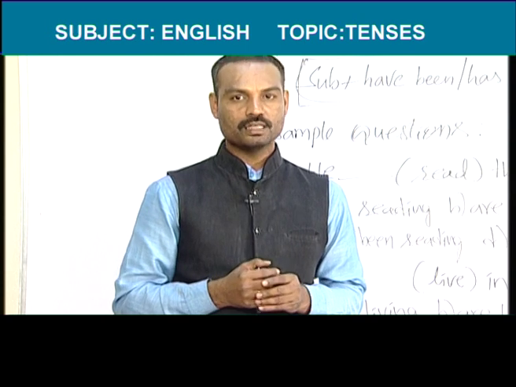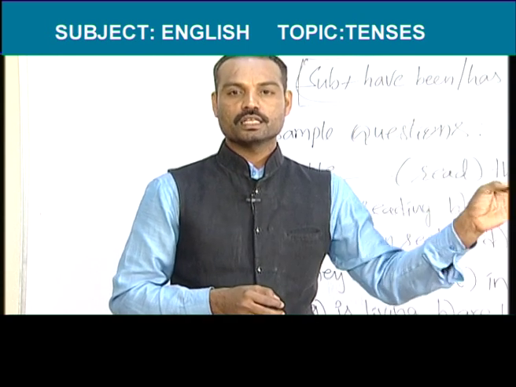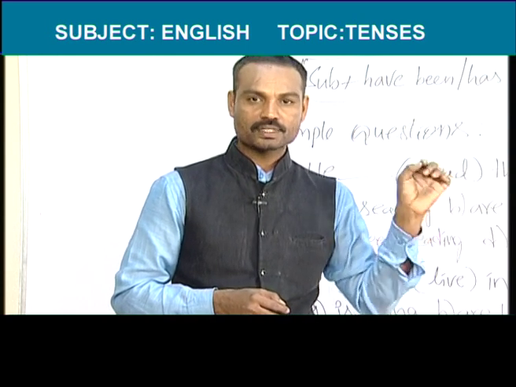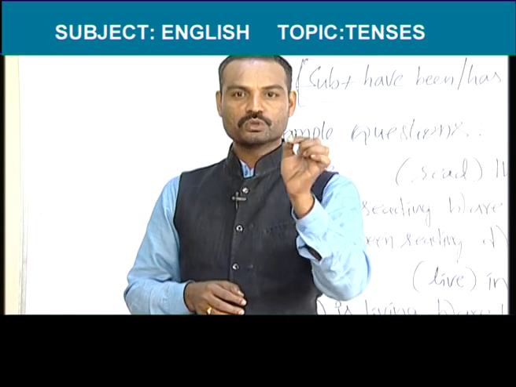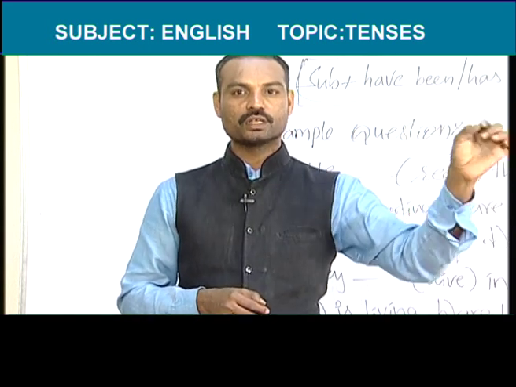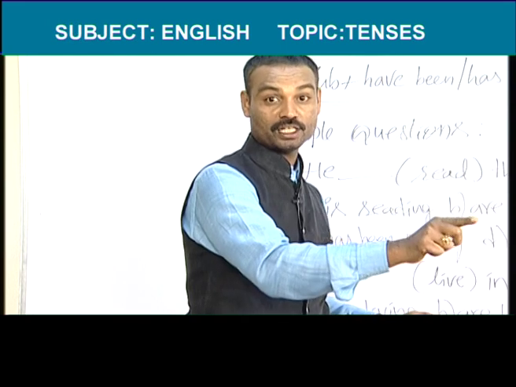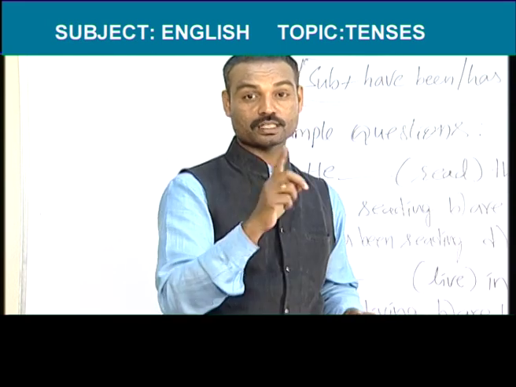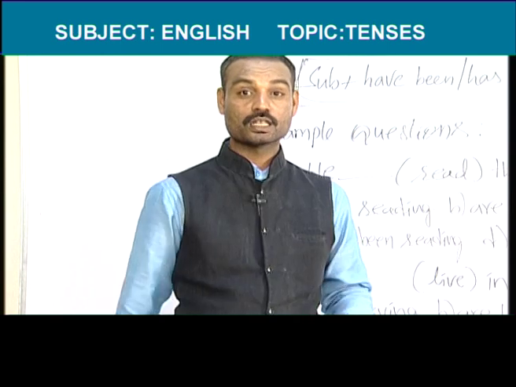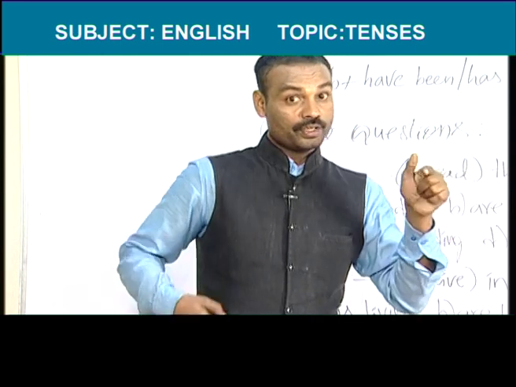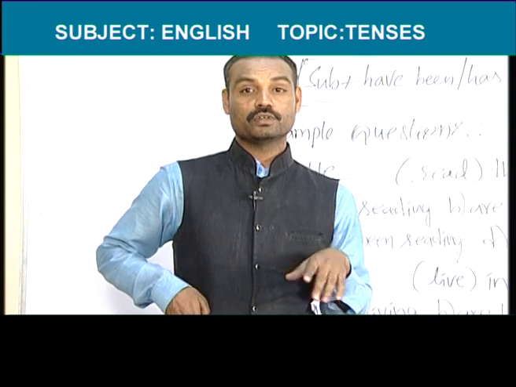Positive example is they go to library every day. This is a positive sentence. Negative, they don't go to library every day. Negative sentence. Interrogative is do they go to library every day? This is called interrogative sentence. Next, negative interrogative sentence. Don't they go to library every day? That is called negative interrogative sentence.